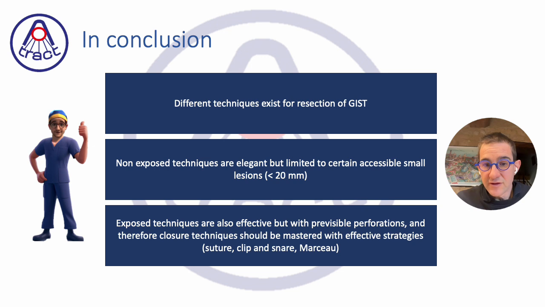And finally, in conclusion, different techniques of resection exist for GIST. Non-exposed techniques are our favorite for the relatively small lesion when the axis of the channel is possible, because it's more elegant than a large perforation to close, to our mind. Exposed techniques are also very effective, but with predictable perforation, and therefore you should have a good experience and a lot of devices to obtain a complete closure when we do a large perforation. So you have to master suturing, clip and snare, and some closure techniques like the Marceau technique we described a few years ago, but it is also very effective and not so dangerous for the patient.